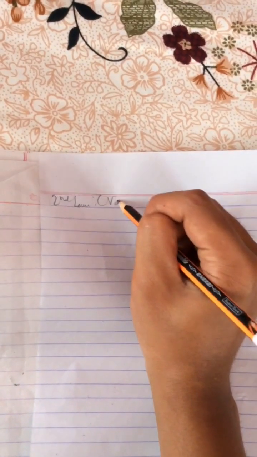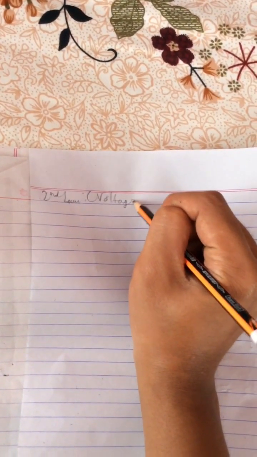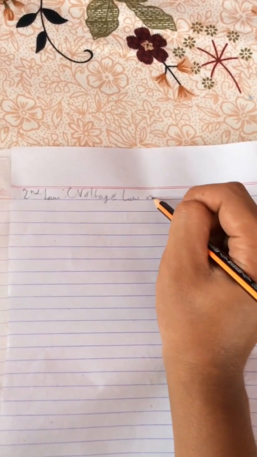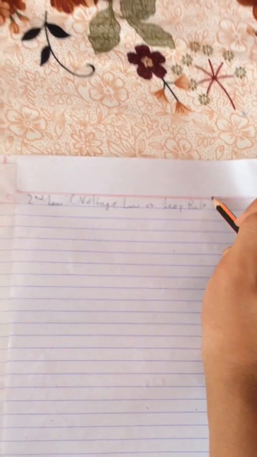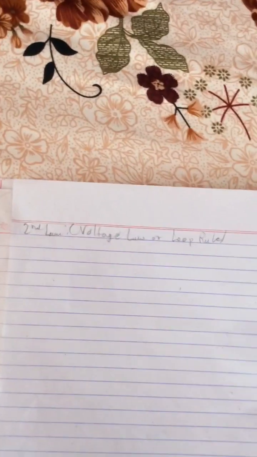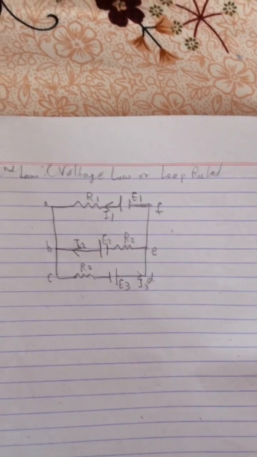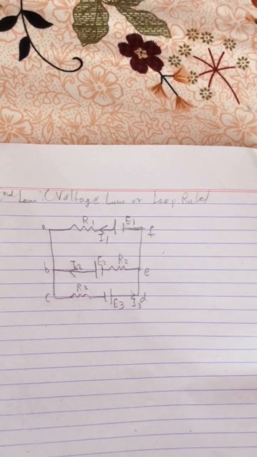Now for the second law, it is also known as the voltage law or loop rule. So I'm going to make a figure. We have this figure.